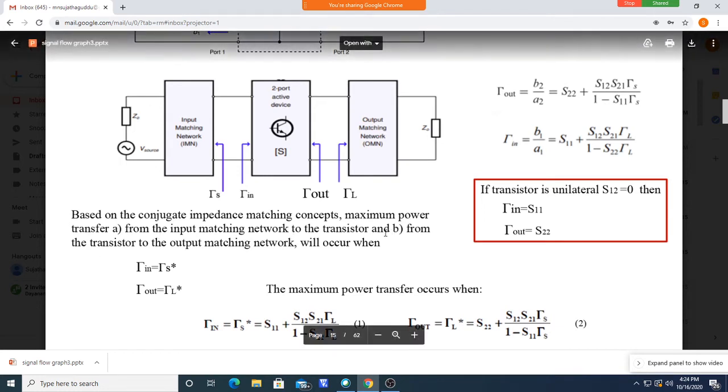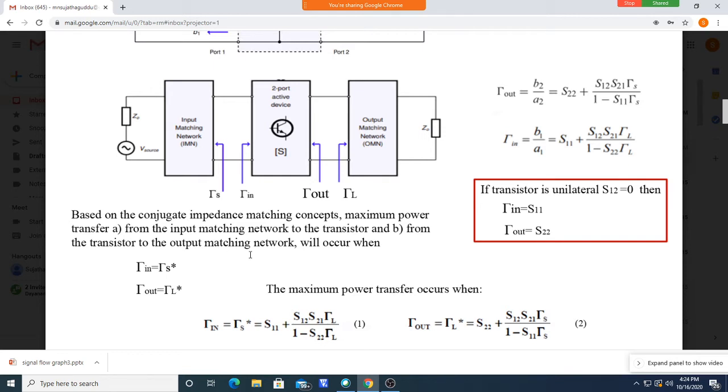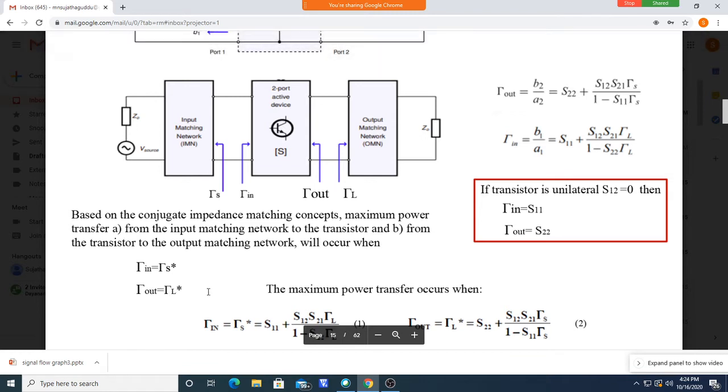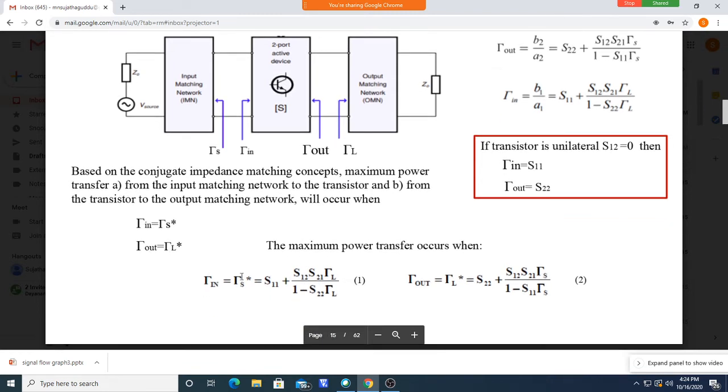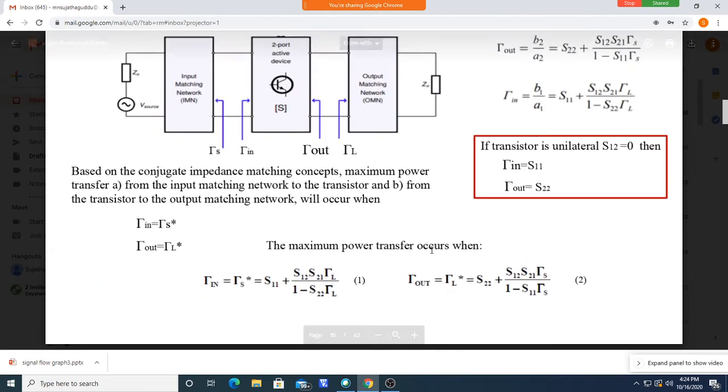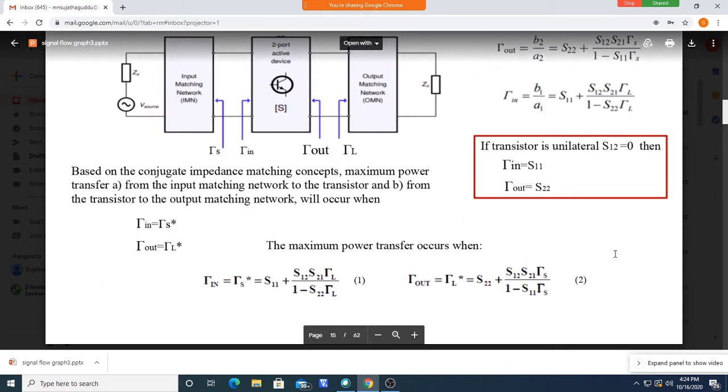Based on the conjugate impedance matching, maximum power transfer from the input matching network to the transistor, or from the transistor to the output matching network, will occur when gamma in or gamma out equals gamma L complex conjugate. Okay, so this we have to remember. This is one part of this topic.